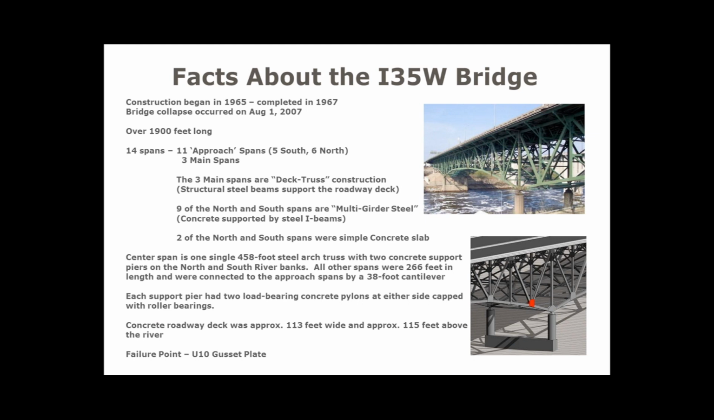And so therefore, unfortunately, when there was a failure of real significance, the bridge collapsed. And that's effectively what happened. There's some other information here about the length of the spans and the support piers. The support piers had some actual roller, created a higher level of rigidity to the bridge. And I think that added to the failure, but ultimately the failure point was the specific U10 gusset plate.